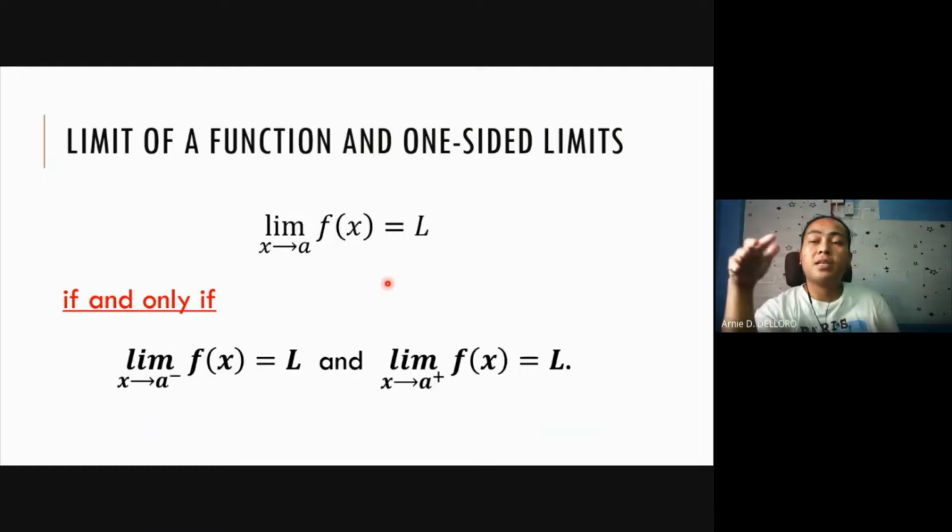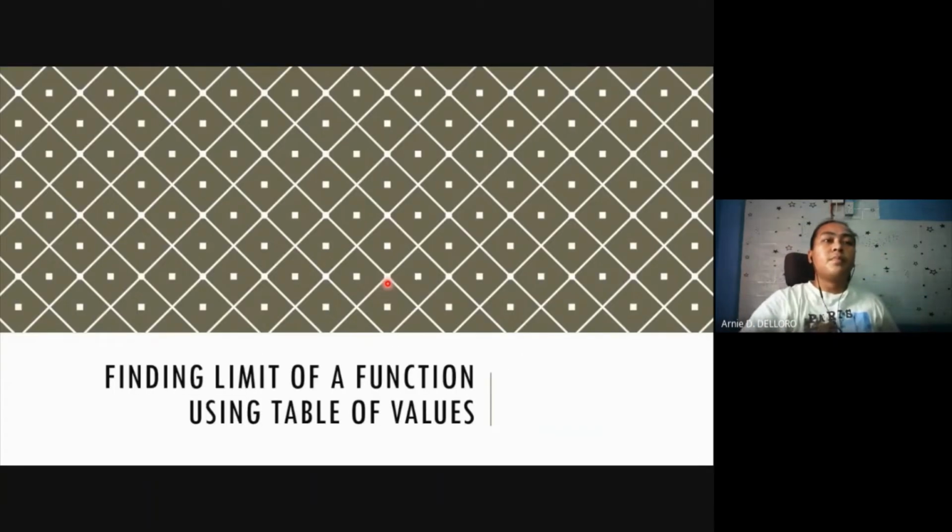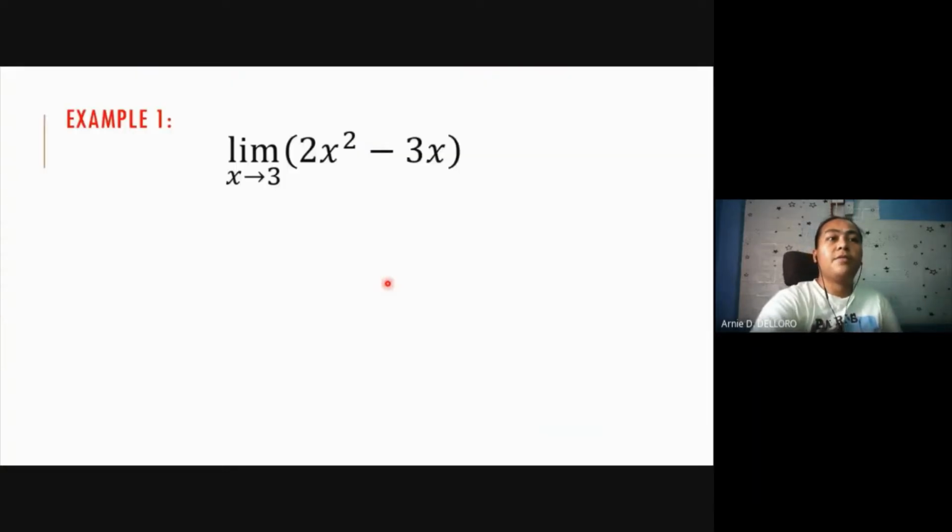So take note that the limit of the function exists if and only if the left-hand side limit is equal to the right-hand side limit. Later we will explain and give some examples. So, finding the limit of a function using the table of values. In this case, let's have an example.